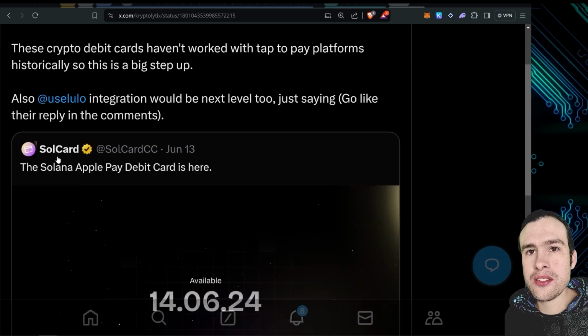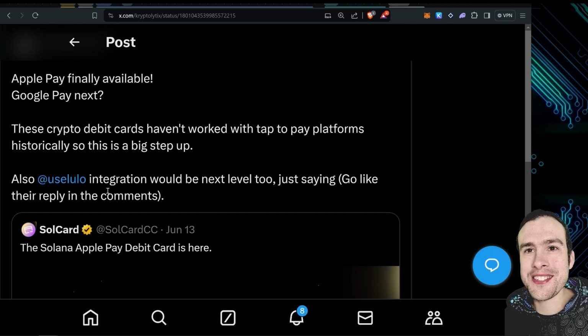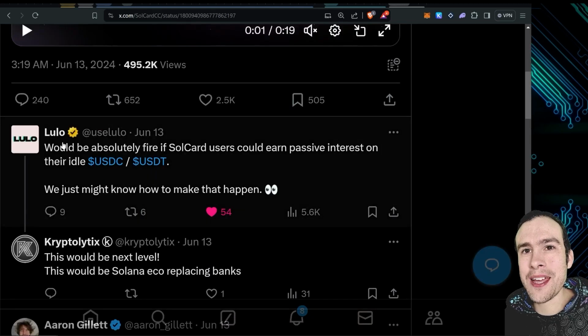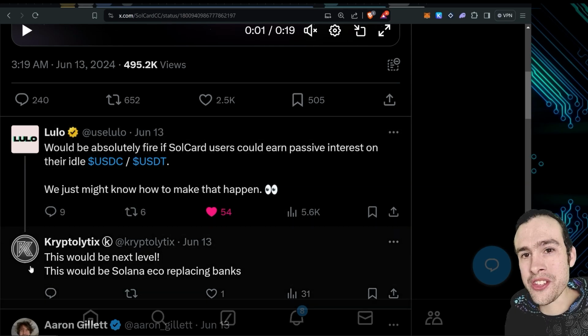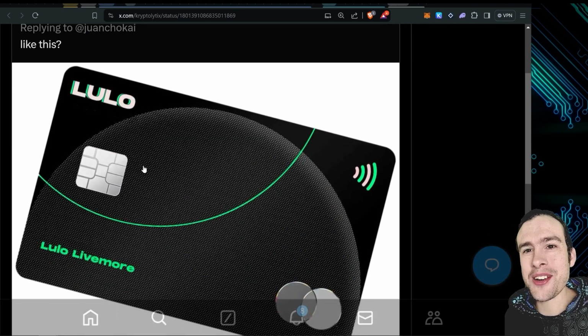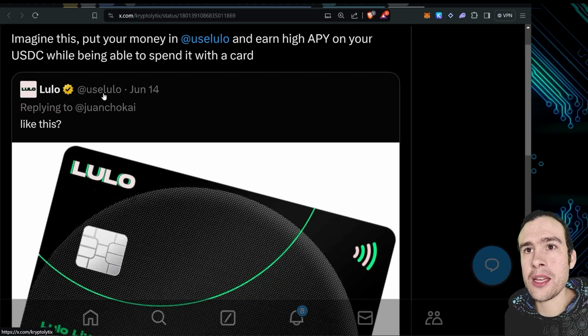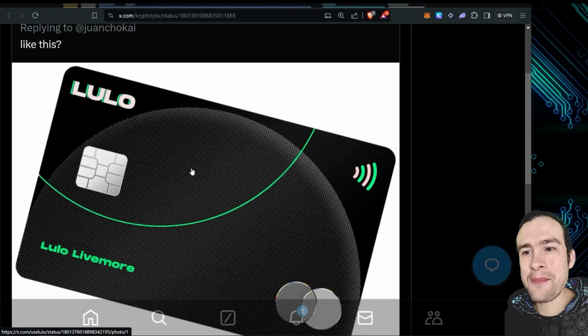So imagine that. You've got your USDC sitting in the card, waiting to be spent while it's being deposited into DeFi on Lulo. How cool would that be? It would be absolutely fire if SOLC users could earn passive interest on their idle USDC or USDT. We just might know how to make that happen, so that's why I said go like the post. Go like the post. This would be the Solana ecosystem potentially replacing banks. I mean, how cool is that? And this is what it looks like. Imagine this: put your money in Lulo and earn high APY on USDC while being able to spend it with a card. How cool would that be?